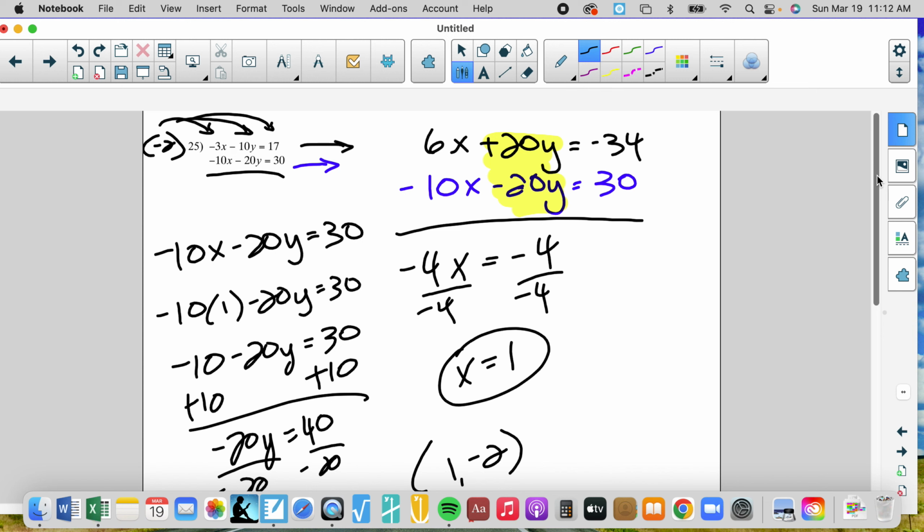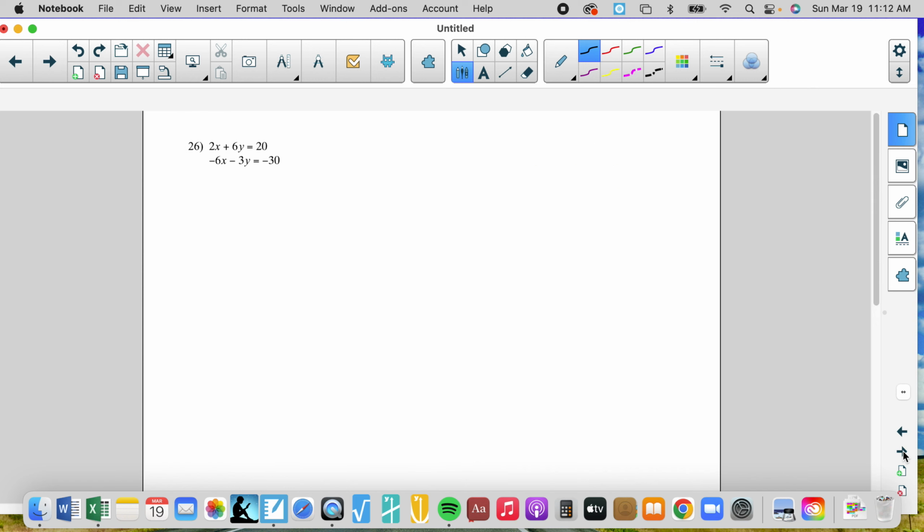Okay, we're going to plug that back into the top equation, and we get negative 3 times 1 is negative 3. Negative 10 times negative 2 is positive 20. Negative 3 and positive 20 gives me positive 17. Again, we're kind of close. Ooh, this is a good one.